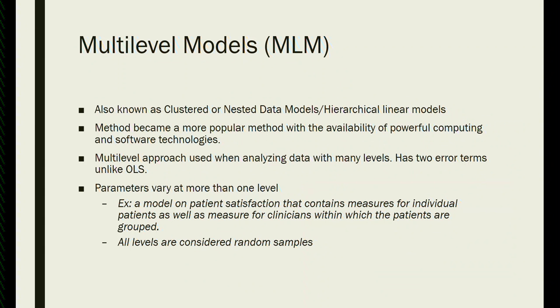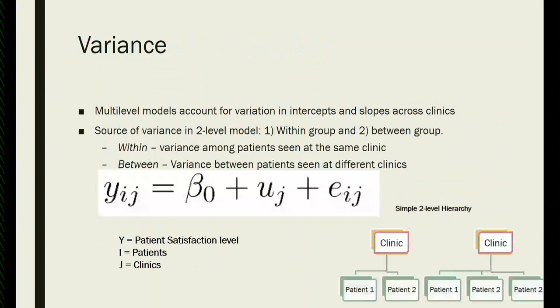An example would be a model on patient satisfaction that contains measures for individual patients as well as measures for clinicians within which the patients are grouped. All levels are also considered random samples. When starting to build your model, it's important to determine the variation. So multi-level models account for variation in intercepts and slopes.